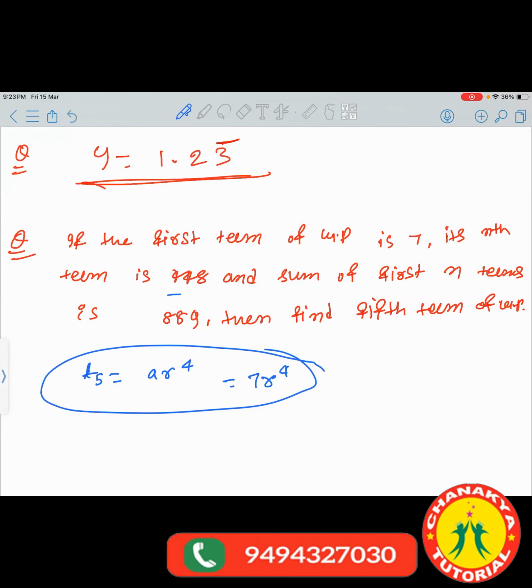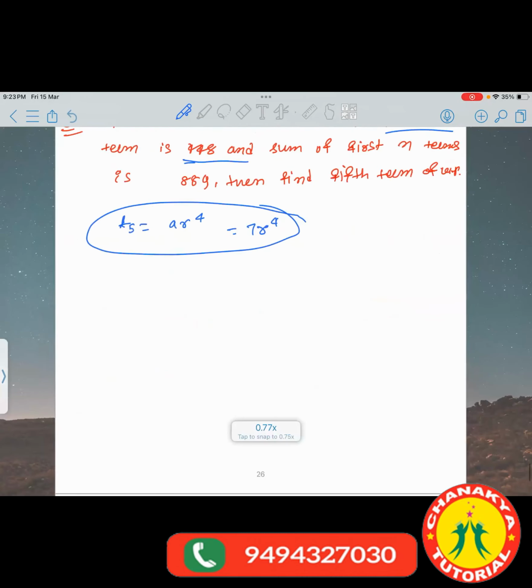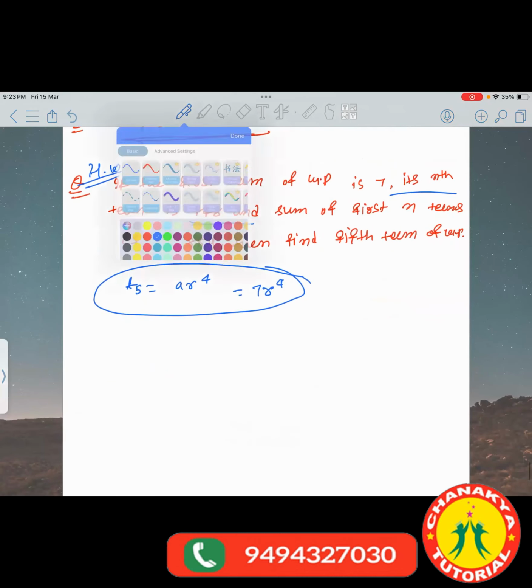To find the r value, you have two pieces of information given. You can solve it. This is a homework question. It will get solved, right? Everyone? Yes, sir. Okay, sir. Time to go. I will discuss it in the next class.